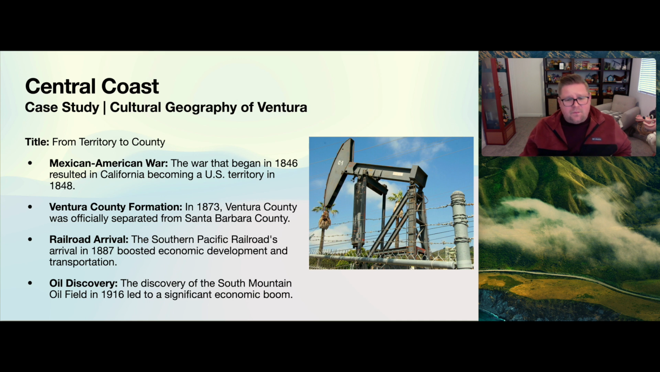In fact, there's a beautiful oil museum in the town of Santa Paula that talks about the importance of what oil did for this region of the state. Although not the first oil town, it was the first in this area.